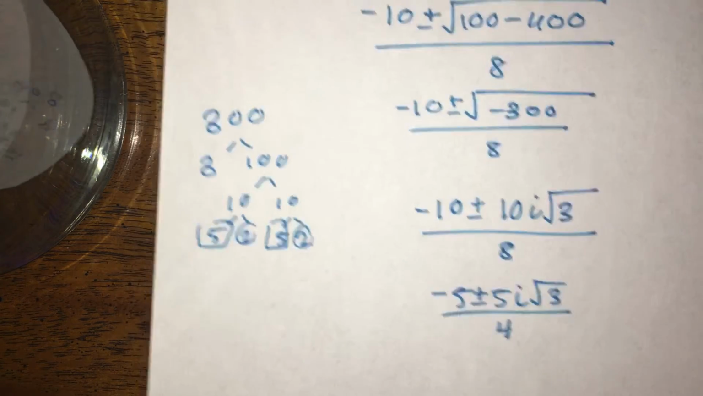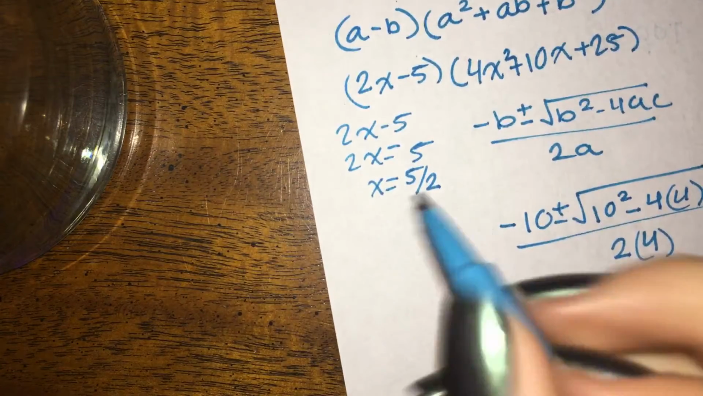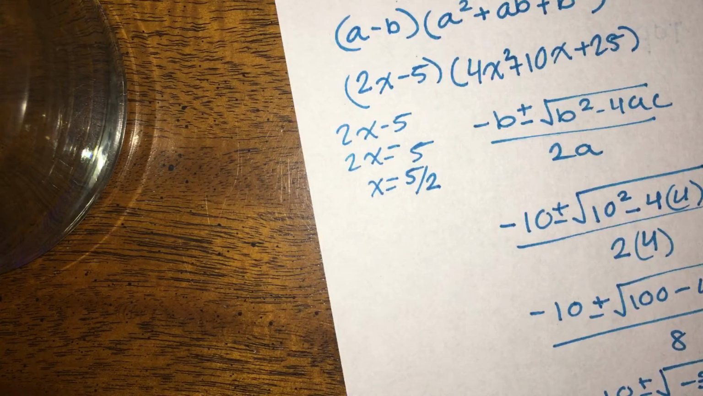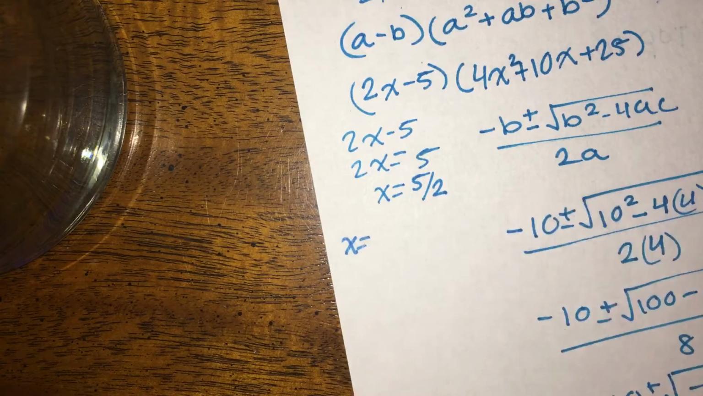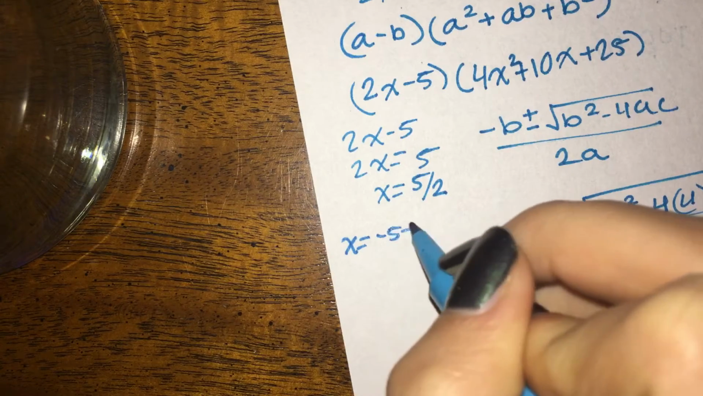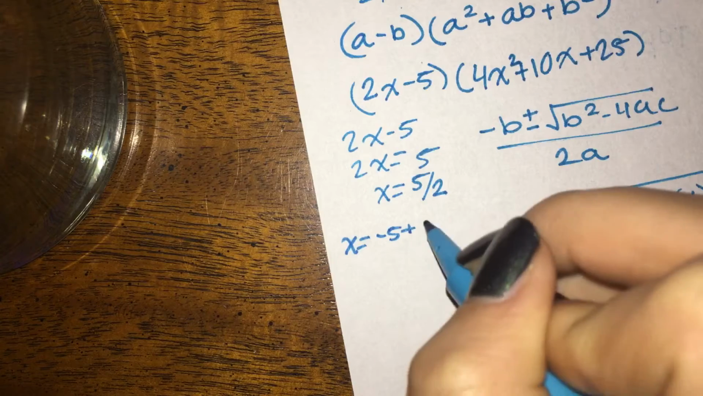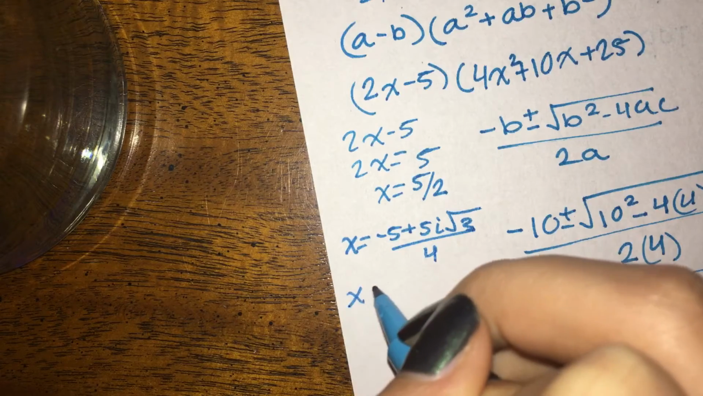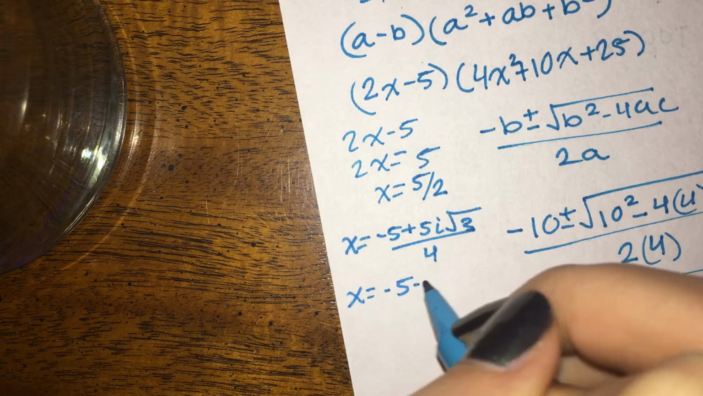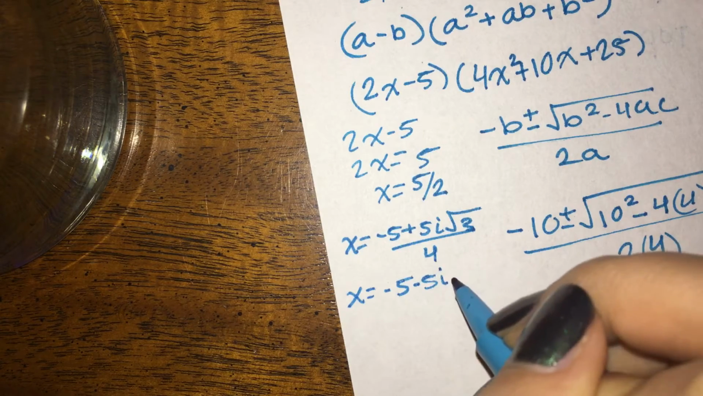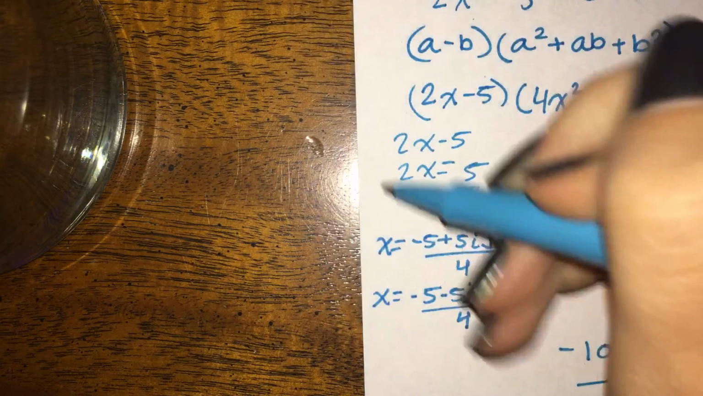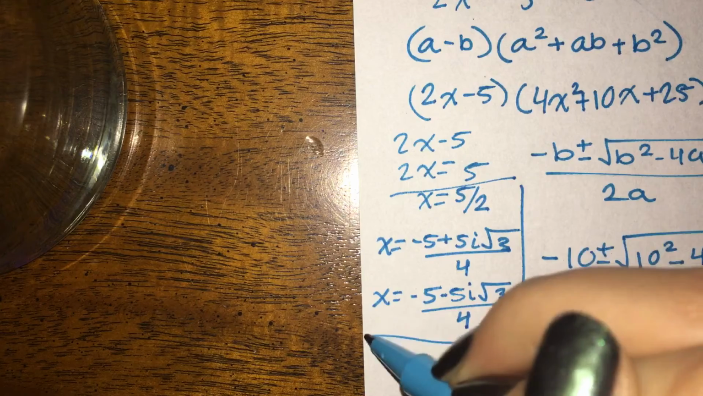So that's your answer. So you already have x is equal to 5 halves. So now you have x is equal to negative 5 plus 5i square root of 3 over 4. And x is equal to negative 5 minus 5i square root of 3 over 4. And those three are your final answer.